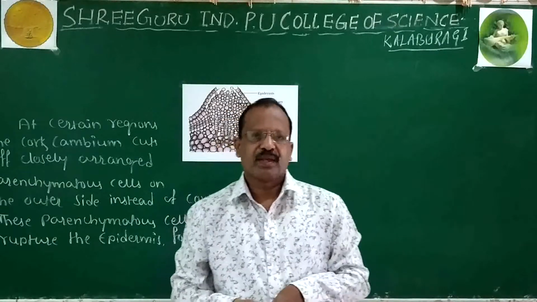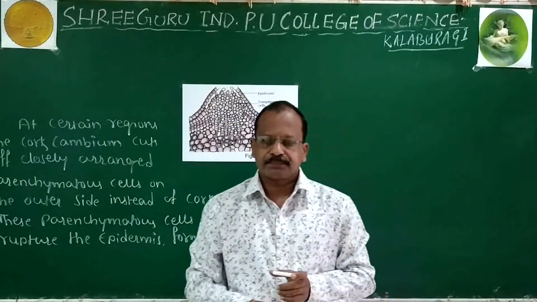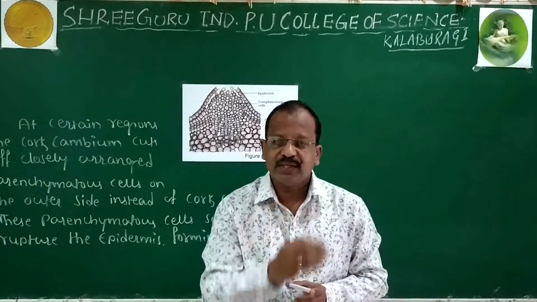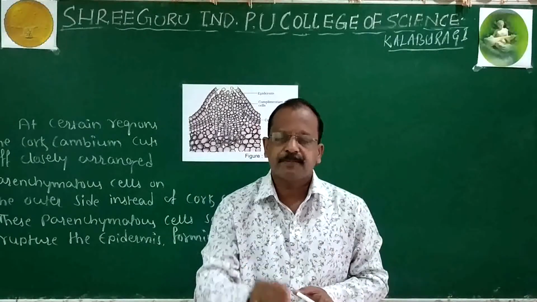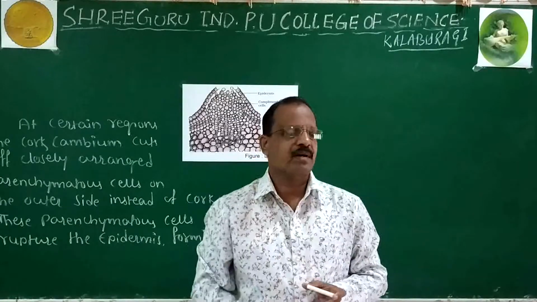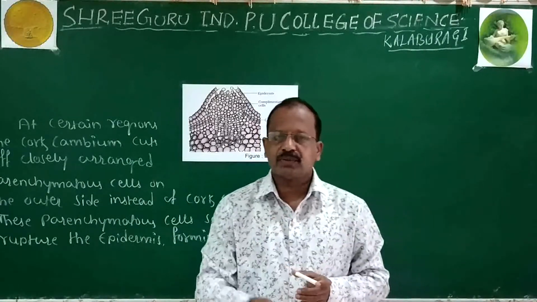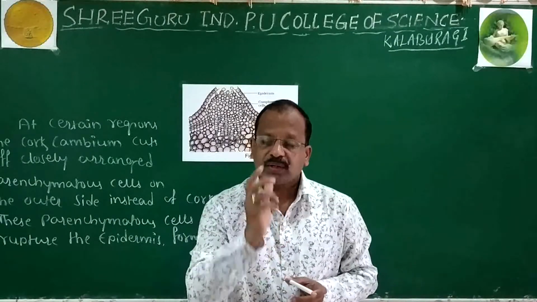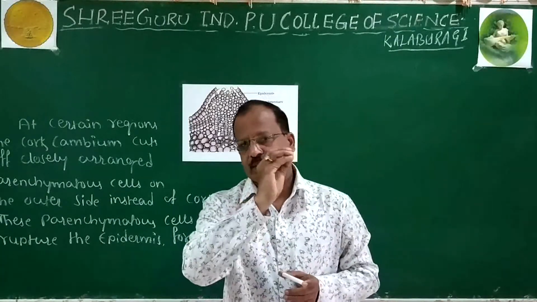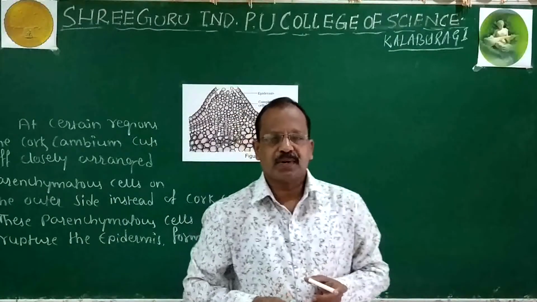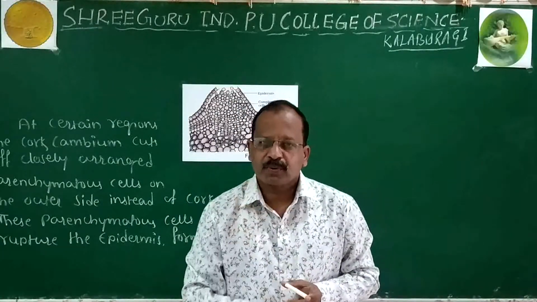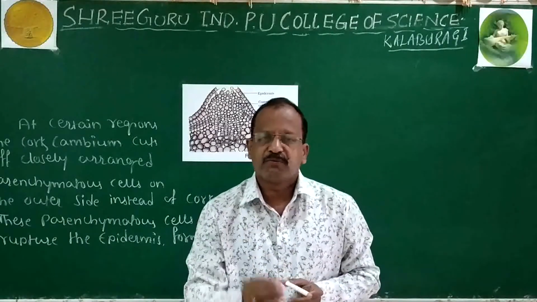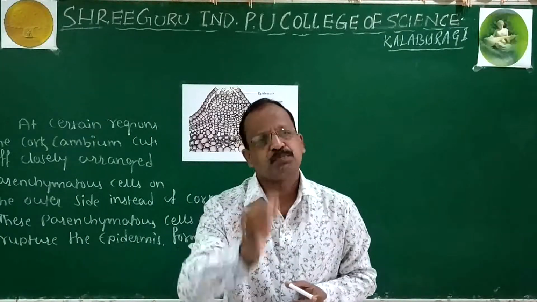So lastly, we have come across bark. All the tissue which is present outside the vascular cambium is called bark. It includes secondary phloem, secondary cortex, cork cambium and cork. Followed by that you have come across function. Bark will protect the plant from airborne fungal spores.